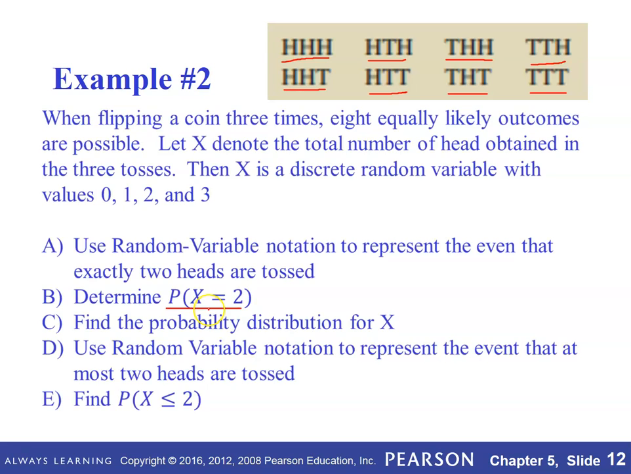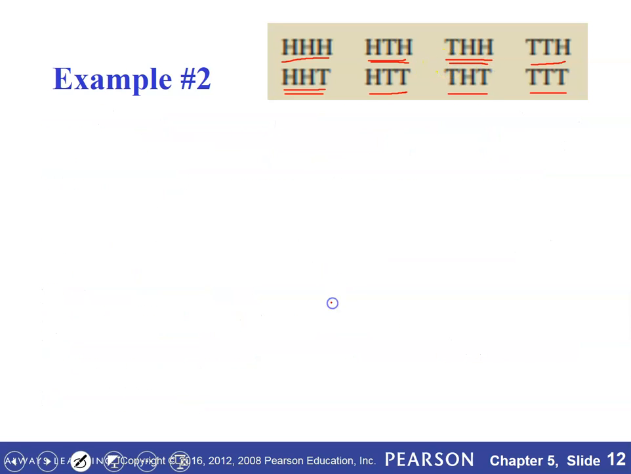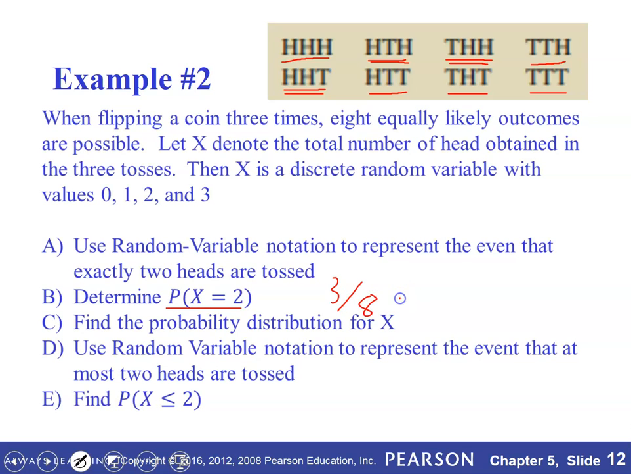If I wanted to find the probability that a head shows up twice, well, I'd have to go up here and figure out how many times does a head show up exactly twice. Well, there's this one, there's this one, and there's this one. So that's going to be 3 out of 8, which is 0.375.